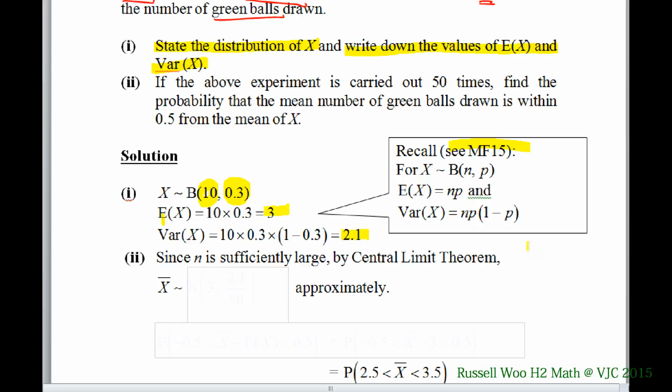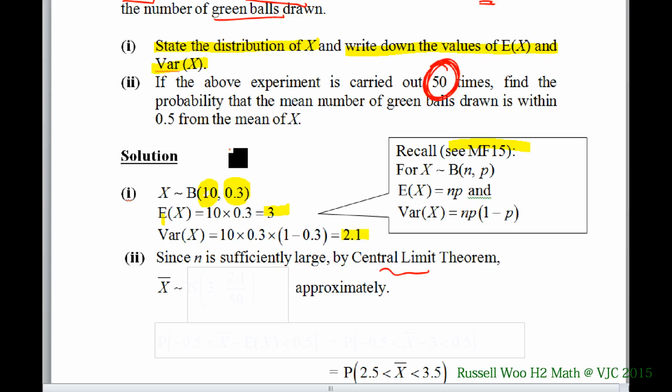Okay? So by central limit theorem, you use central limit theorem because this 50 is large enough. Not because of this 10. When you use central limit theorem, you see that you carry out your experiment 50 times here, not because of this 10. This 10 has nothing to do with central limit theorem. You follow what I'm saying? Be very careful, okay?